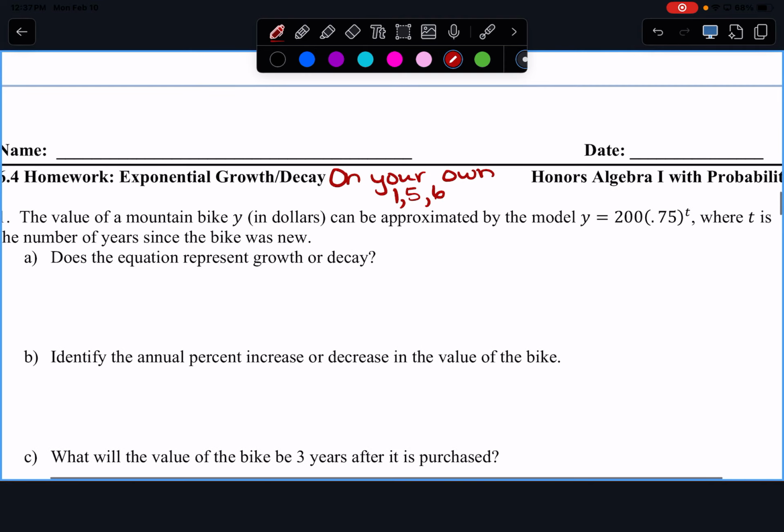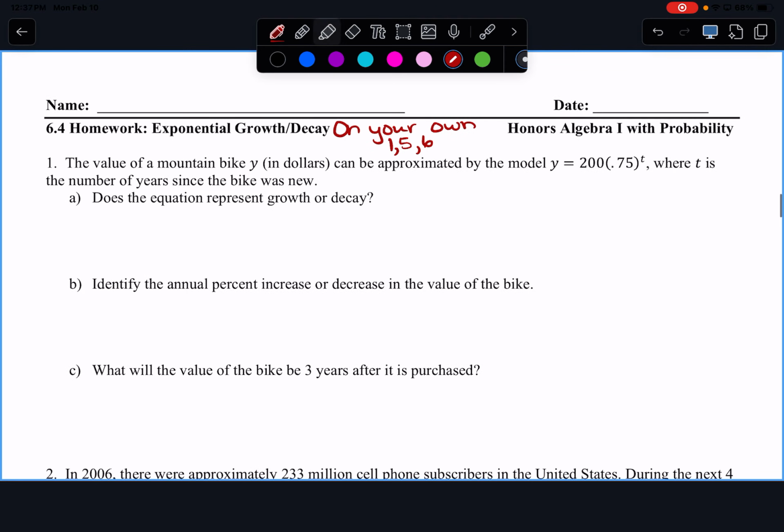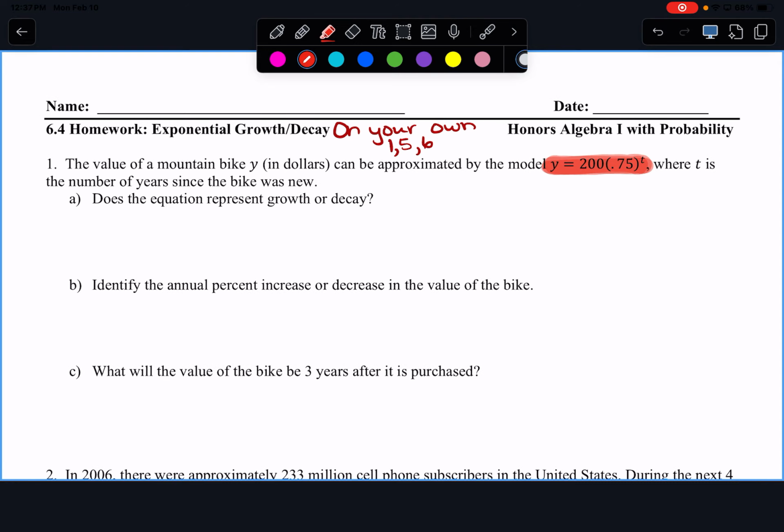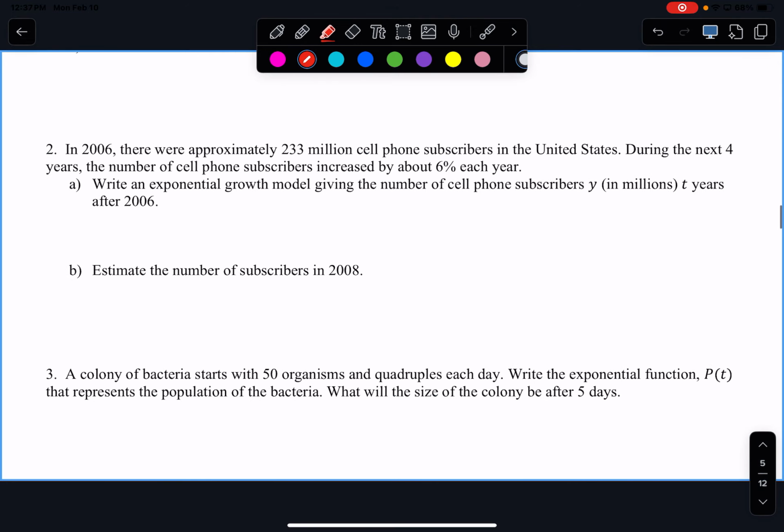There is one thing I want to point out about question 1. Question 1 gives you your equation. So would you have to find the equation for question 1? No, it gives it to you, okay? So if you evaluate anything with any other equation than that one, you'll get it wrong. But other than that, let's go ahead and look at number 2.